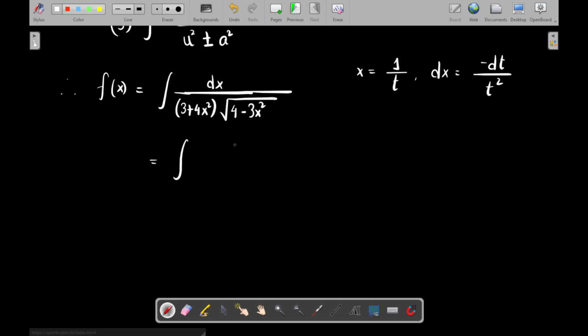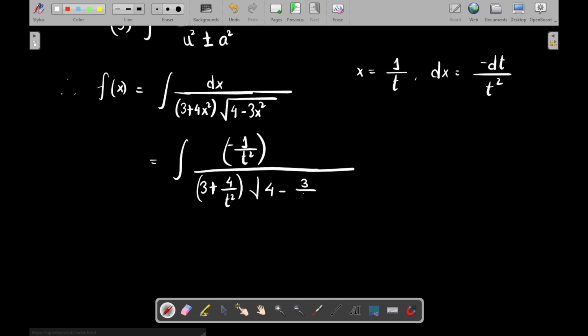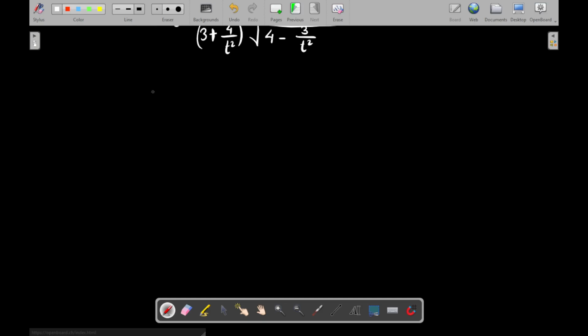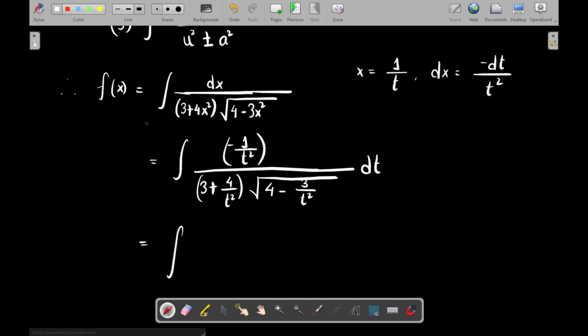So this dx now becomes minus 1 by t², and this will be 3 plus 4 upon t², since x² becomes 1 by t². Similarly, the term inside the square root changes to 4 minus 3 upon t², times dt. So this now gives us minus 1 by t².